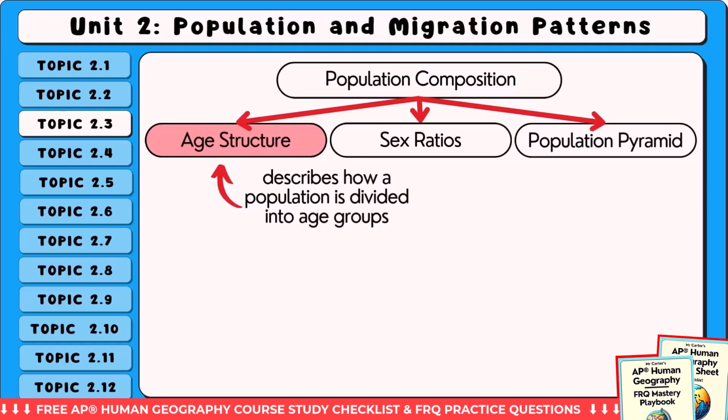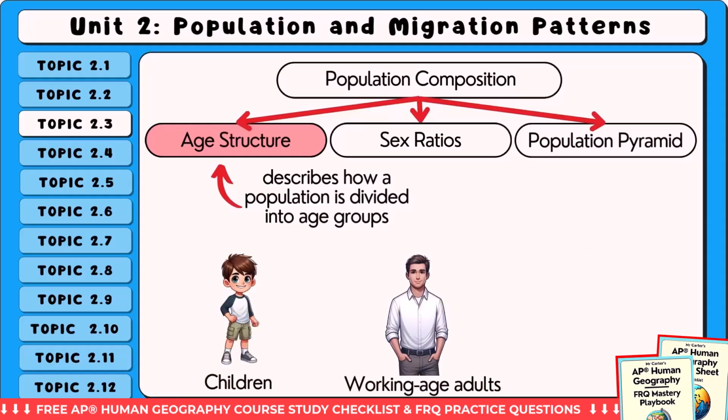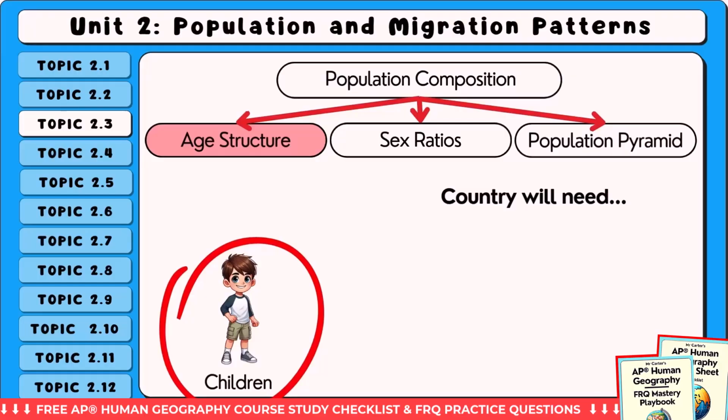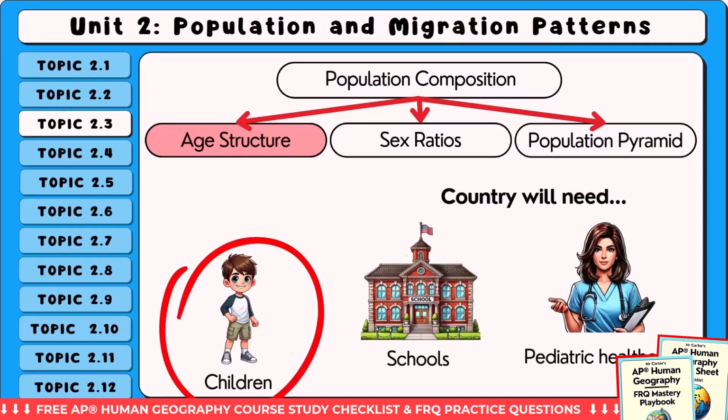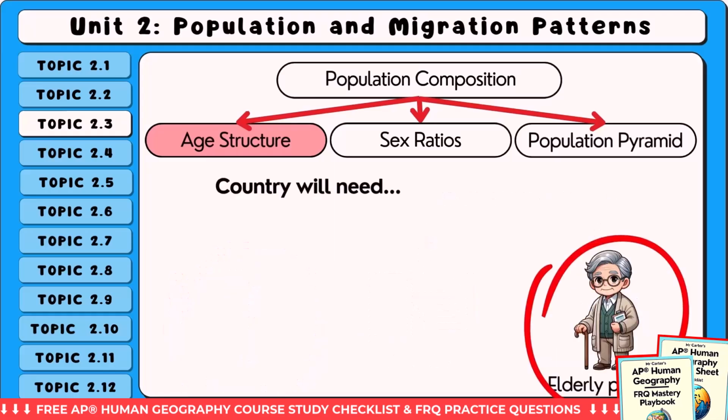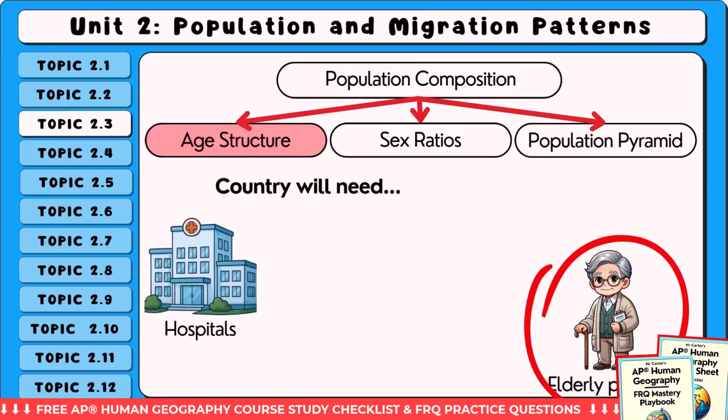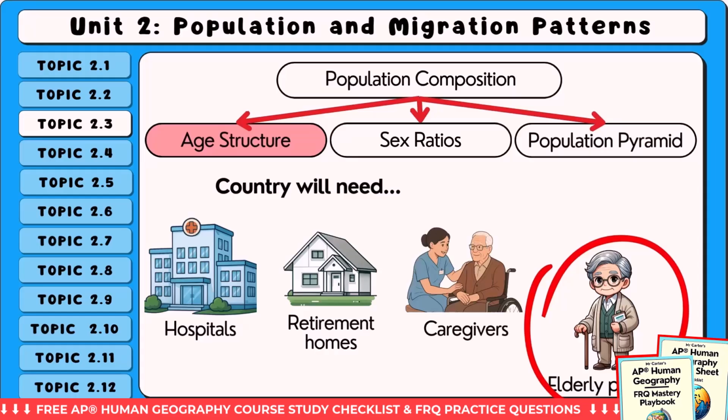Age structure describes how a population is divided into age groups. This could mean how many children, working-age adults, or elderly people live in an area. For example, a country with a young population will have a large number of people under the age of 15. That country will need more schools and pediatric health care. In contrast, a country with an aging population will need more hospitals, retirement homes, and caregivers.